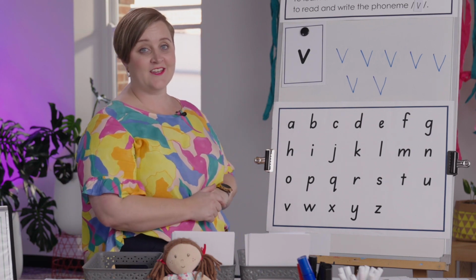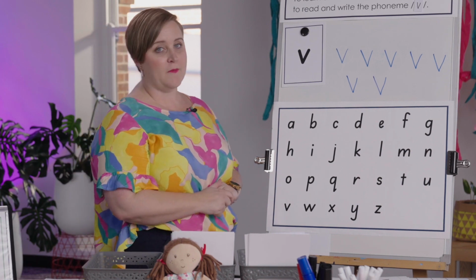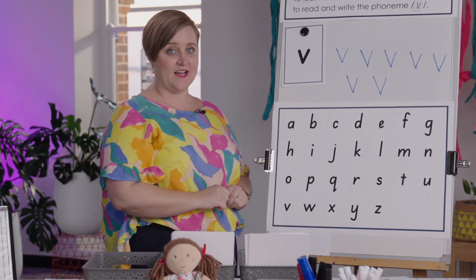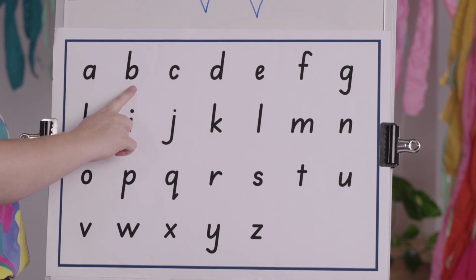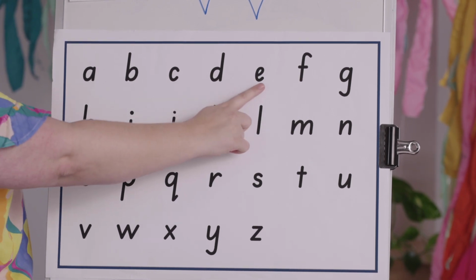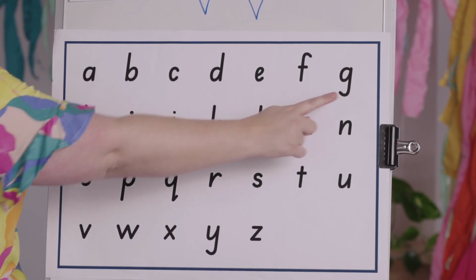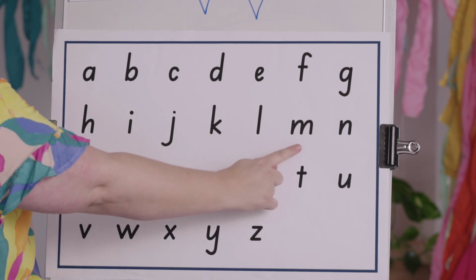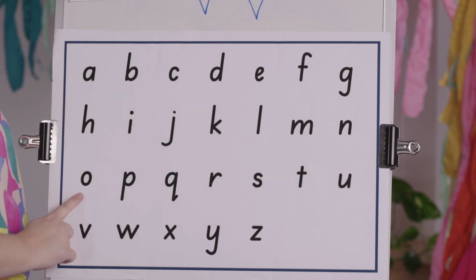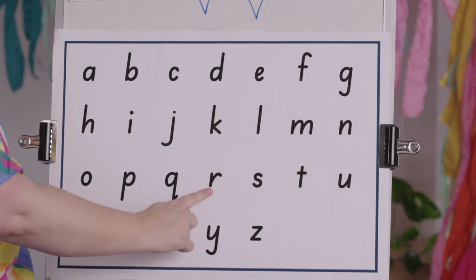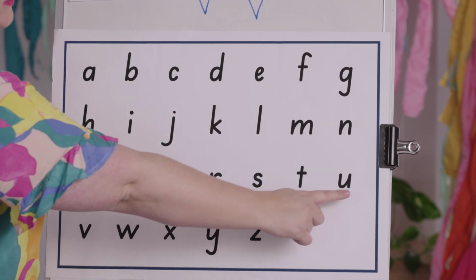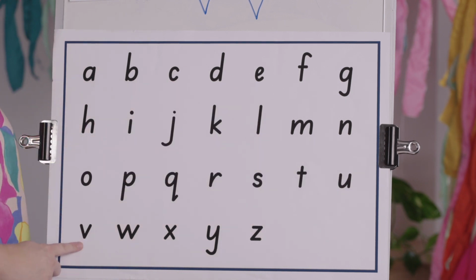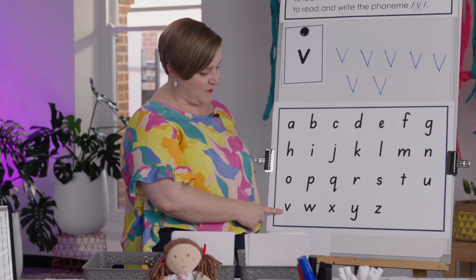Let's find the letter v in the alphabet now. Remember, say stop when you see that letter. A, b, c, d, e, f, g, h, i, j, k, l, m, n, o, p, q, r, s, t, u, v. Stop! I could hear you. Great job. This is the letter v in the alphabet.